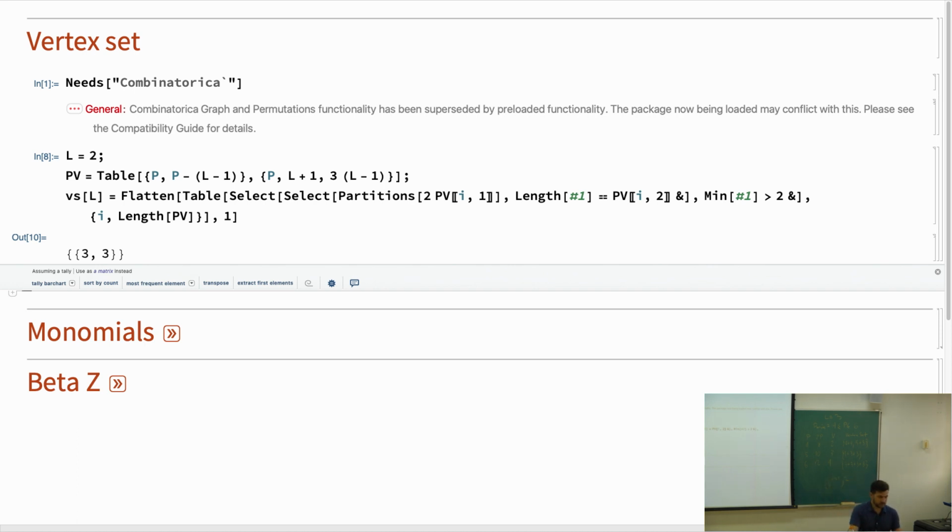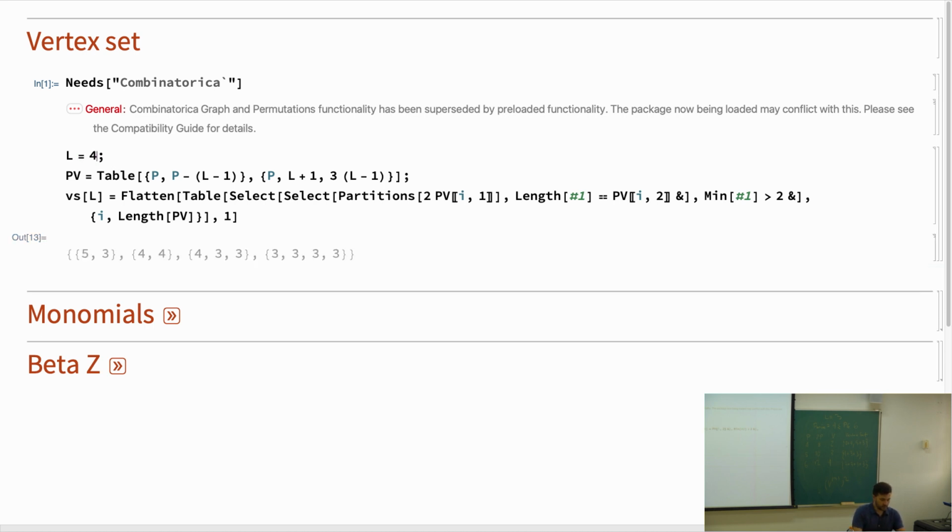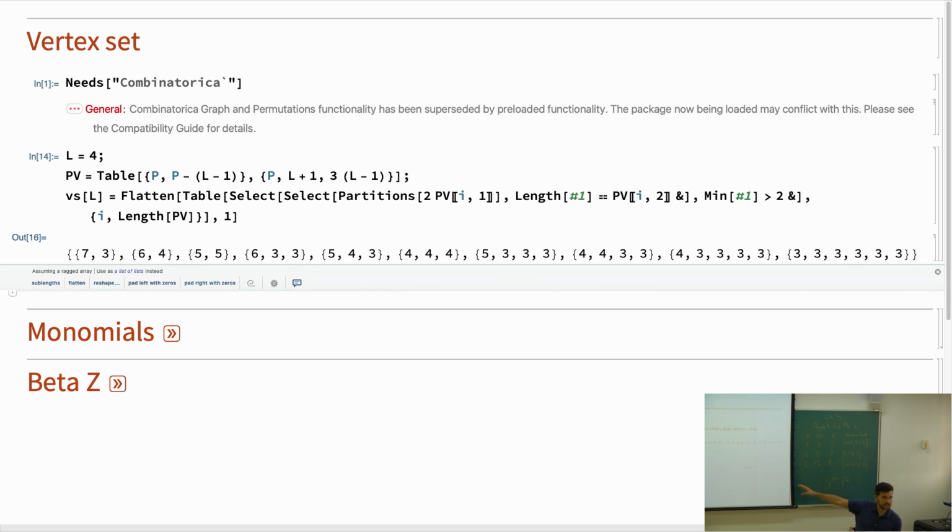L equal 3. I have these 4 cases. L equal 4. These are the cases which are listed in the slides. Okay. And you see here, I just write down this little topological argument, okay? So we have all the building blocks.